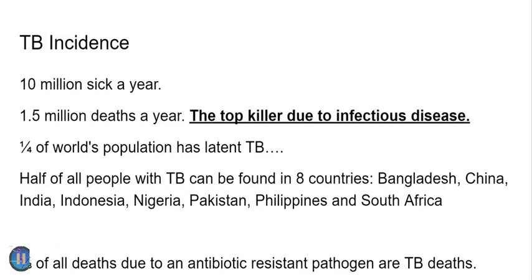One quarter of the world's human population has latent TB. So one quarter of the world's human population harbors the TB pathogen. And that's not trivial. Half of all the people with TB can currently be found in the 8 countries listed there: Bangladesh, China, India, Indonesia, Nigeria, Pakistan, the Philippines, and South Africa. But we do have TB in the United States and other developed nations. I'm also going to point out that one third of all deaths that are due to an antibiotic-resistant pathogen of any sort are TB deaths.